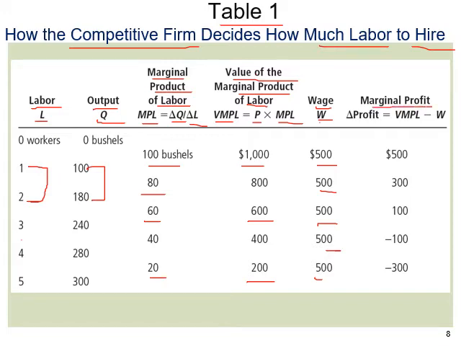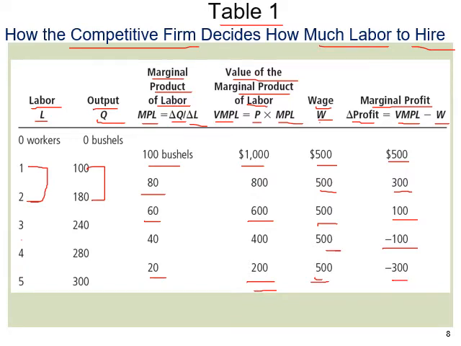So marginal profit is equal to the change in the profit, which is VMPL minus W. So you take 1,000 minus 500, that's going to be 500. 800 minus 500, that's 300. 600 minus 500, that's 100. 400 minus 500, that's going to be negative 100. 200 minus 500, that's going to be negative 300.